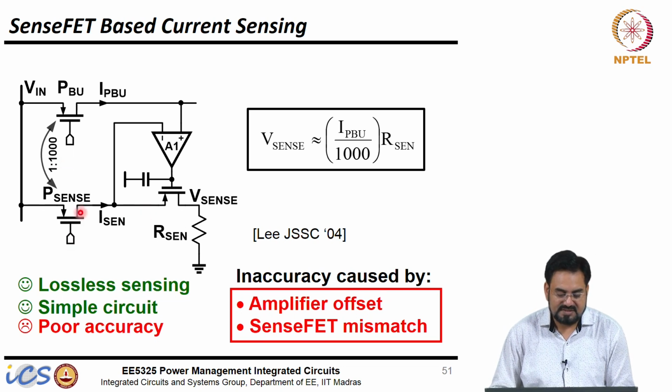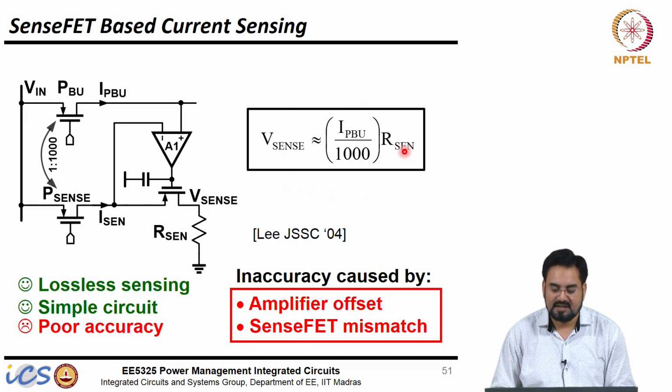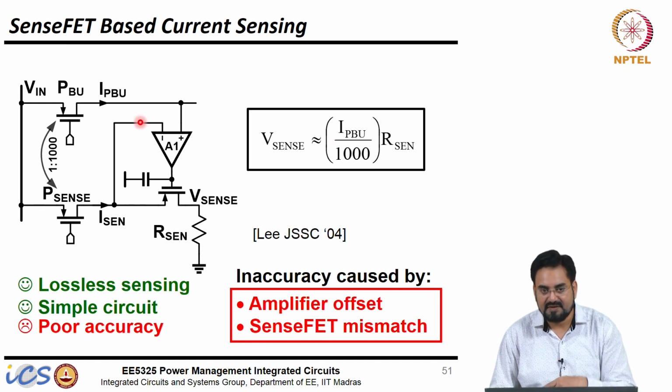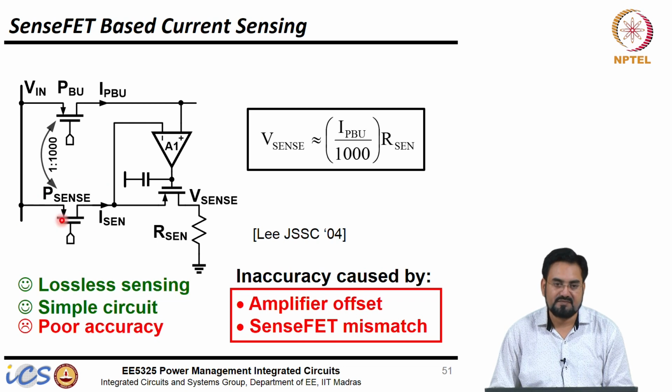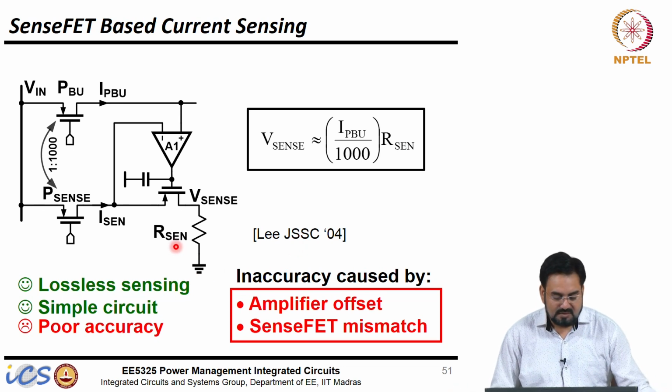So once we sense that, you can dump this current into a resistor, and this V sense will have the information of your current. So your V sense will be nothing but the current flowing into the high side FET divided by 1000, because my sense FET is 1/1000 times of this, and multiplied by this R sense. And this is nothing but a regulated cascode in order to match the VDS of these two FETs.